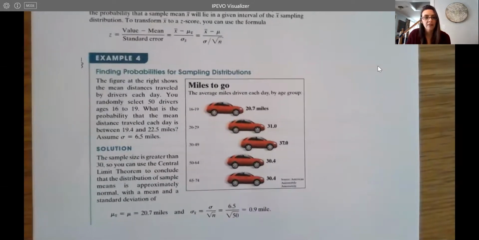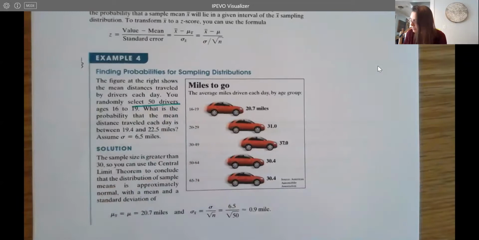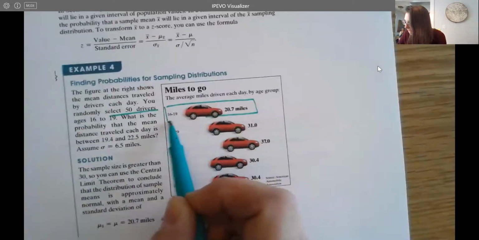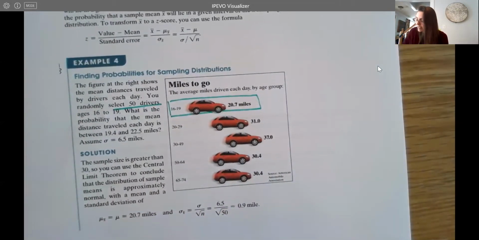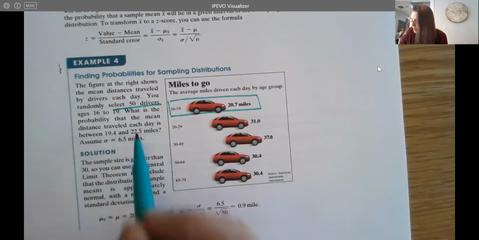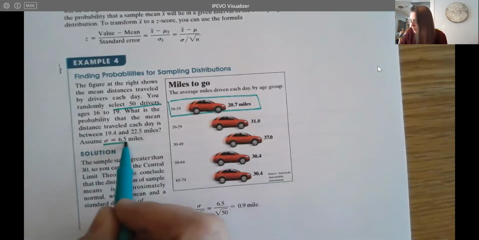All right, so let's find the probability using these sampling distributions. So the figure at the right shows the mean distances traveled by drivers each day. You randomly select 50 drivers ages 16 to 19. So we're looking at this rubric. What is the probability that the mean distance traveled each day is between 19.4 and 22.5 miles? And we're going to assume that sigma is 6.5.